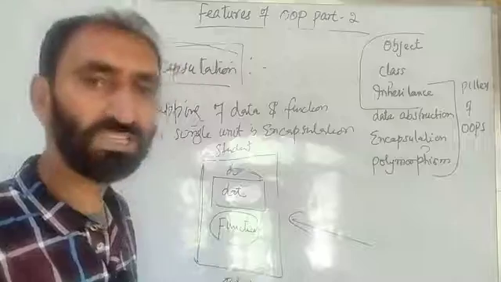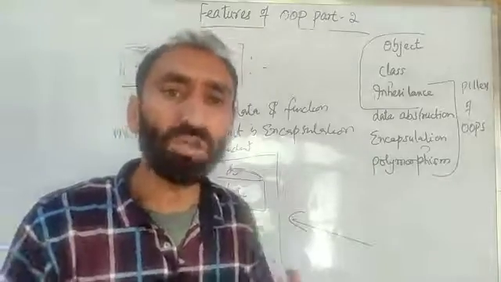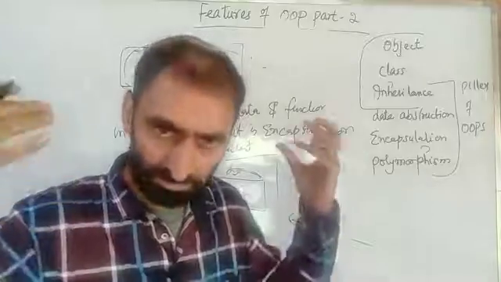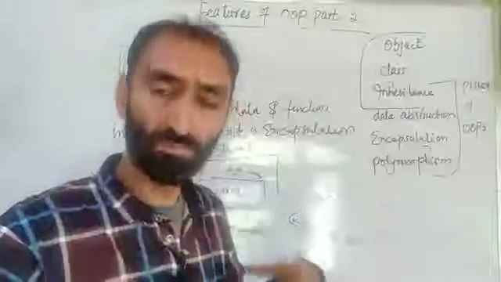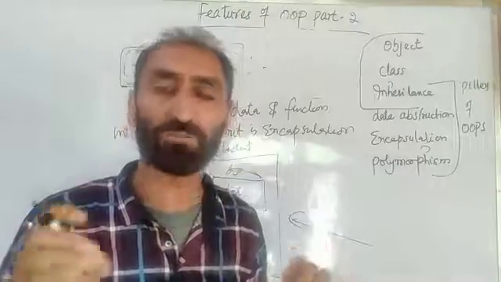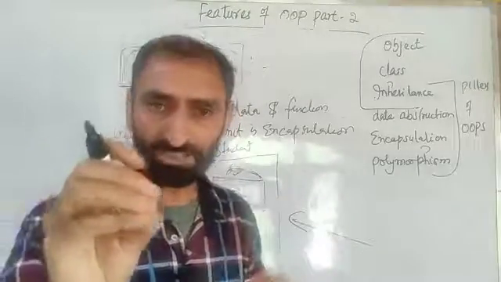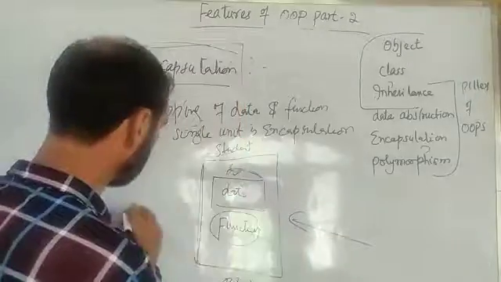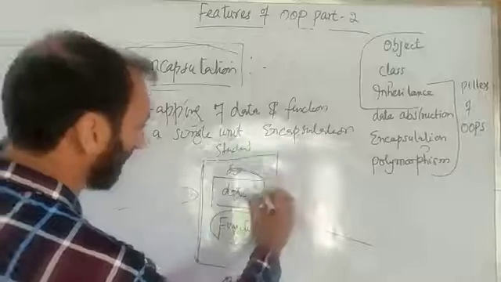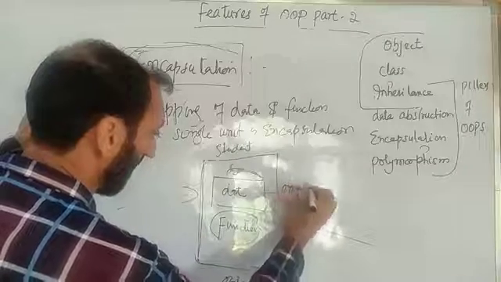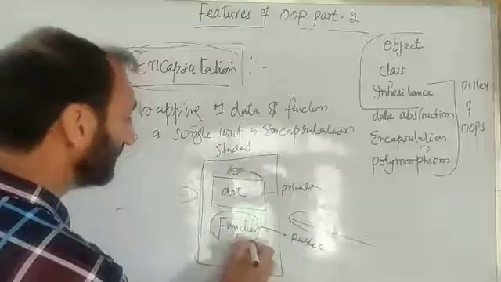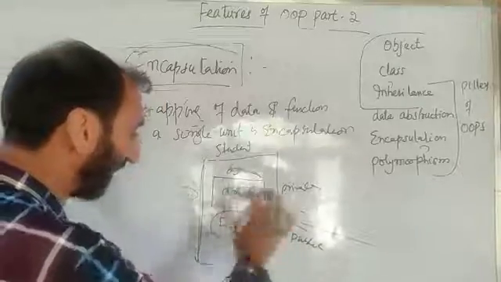Now the question is, in programming, how do we achieve this encapsulation? We know that in C++ or in object-oriented programming methodology, there are some access specifiers, for example private, public, and protected. If we declare this data as private, and the methods or functions as public, only these functions can access this data.